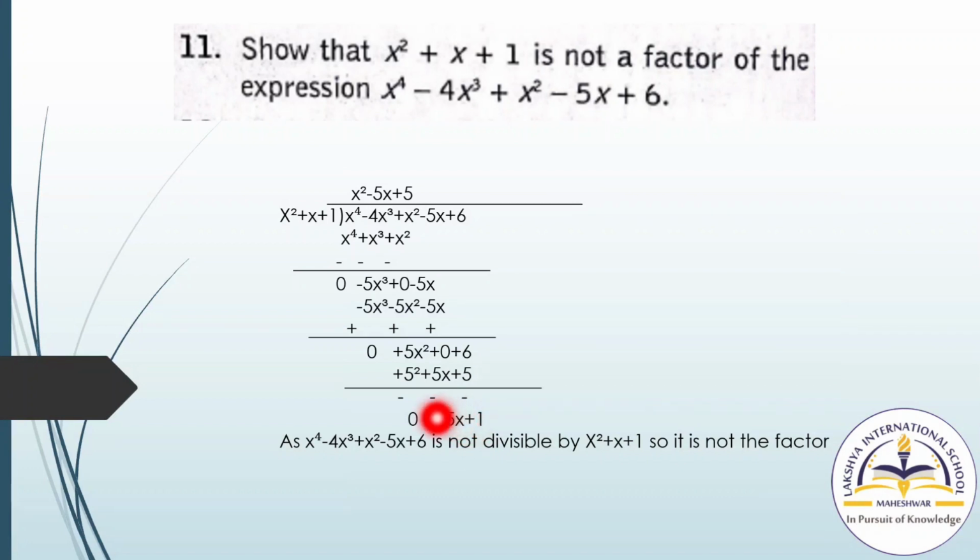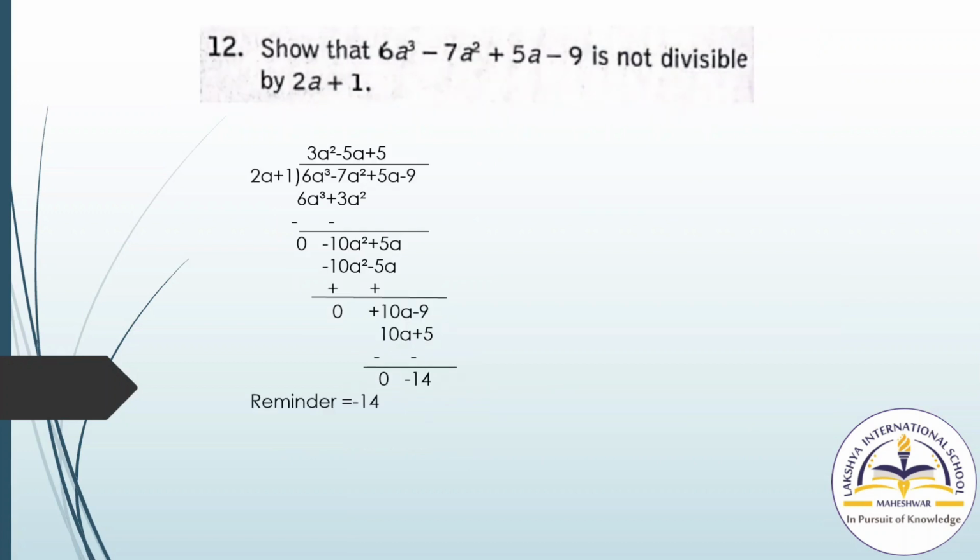If we will get 0 here, so this one will be the factor of these expression. Here you can see the remainder is minus 5x plus 1. It means this is not a factor of the given expression. If there is a value 0, then it will be the factor of the given expression.